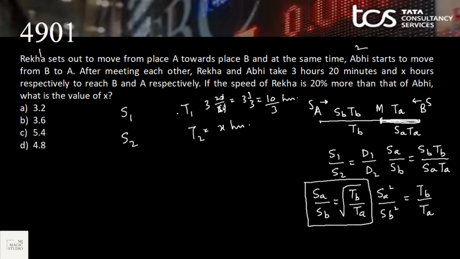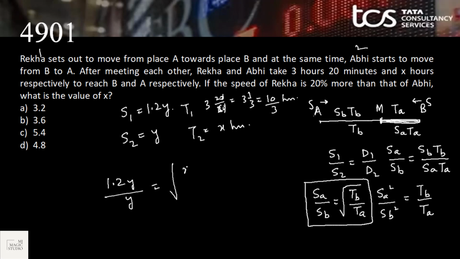If the speed of Rekha, that is speed 1, is 20% more than Abhi, so Abhi's speed is suppose Y, then Rekha's speed is 1.2Y. Find the value of X. Now we can use this data directly in this formula. 1.2Y by Y equals root over T2 by T1.